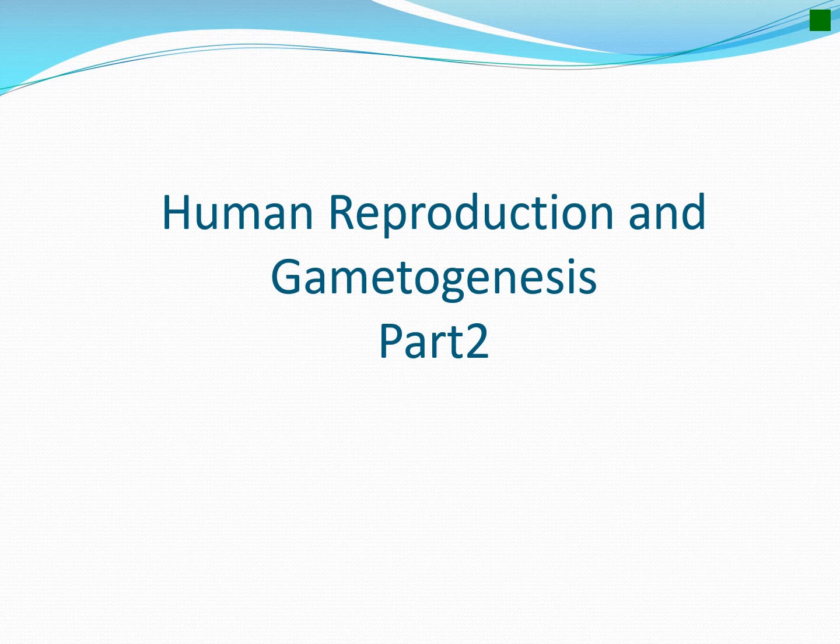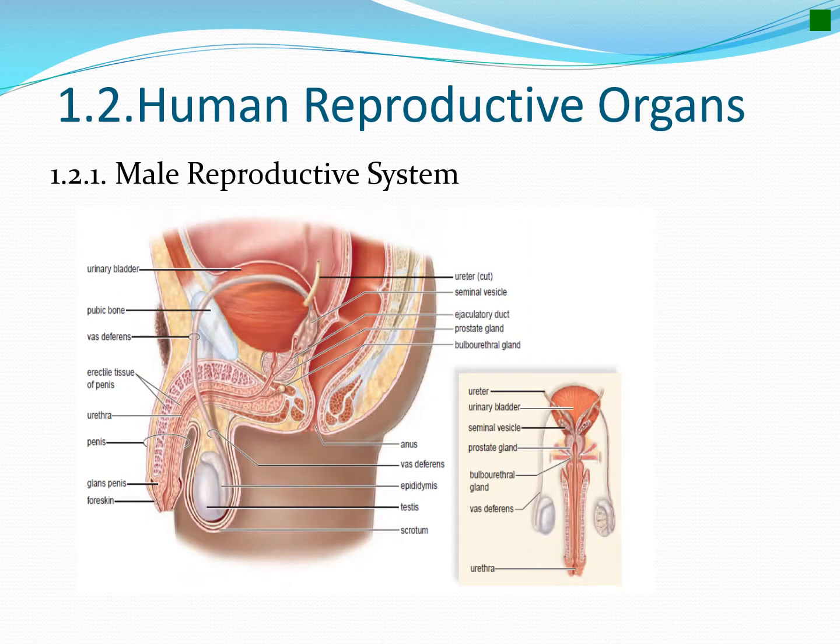Human Reproduction and Gametogenesis Part 2. Today, we are going to focus our attention on the human reproductive organs, especially the male reproductive system.